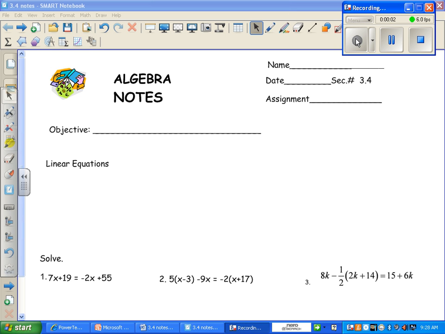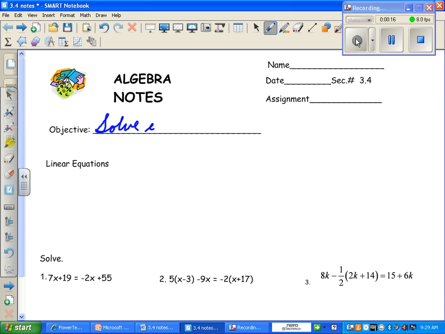Alright, today we are going to have section 3.4, and the objective is solve equations with variables on both sides. And that means both sides of your equation.